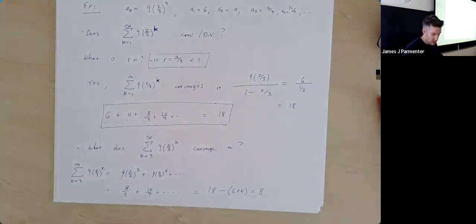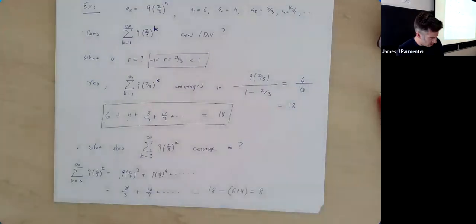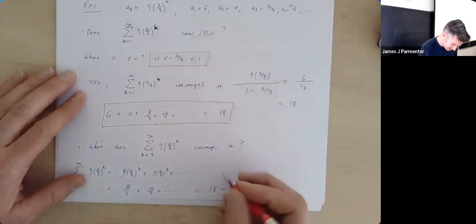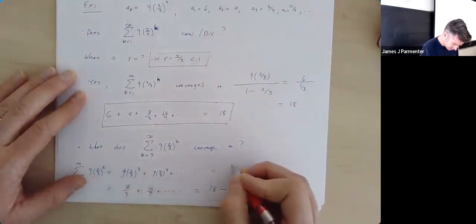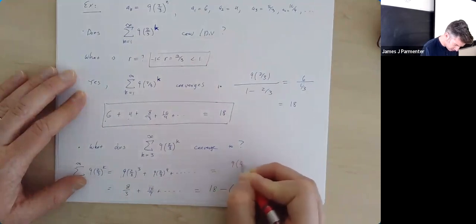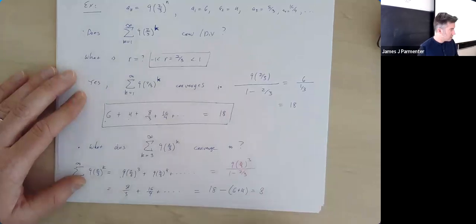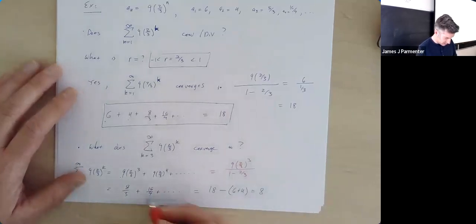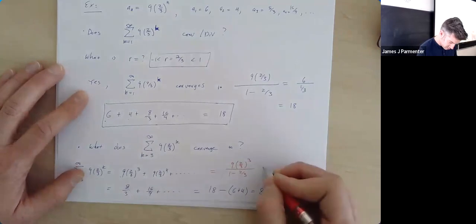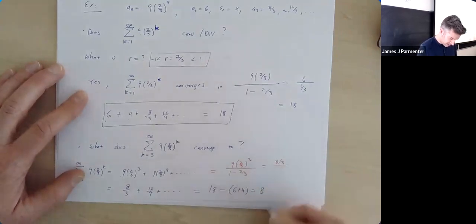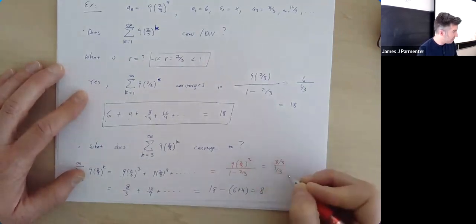But the real power of what I said over here is it works no matter where you start. So you could have said, oh, well, it's going to be the first term, which is 9 times 2 thirds cubed, over 1 minus my ratio. 9 times 2 thirds cubed, we said, was 8 thirds, divided by 1 third, and oh yeah, that's definitely 8.